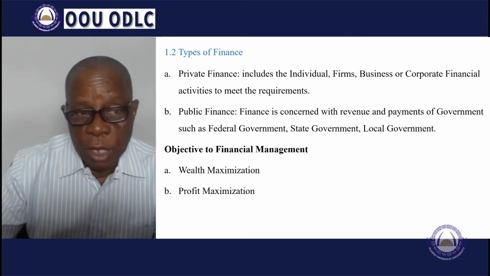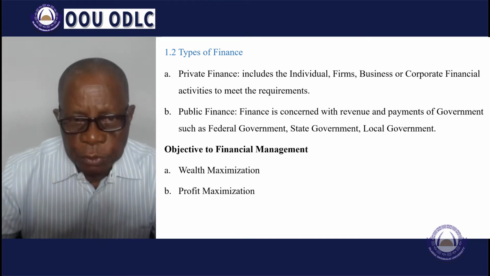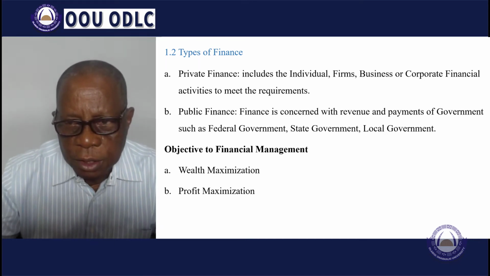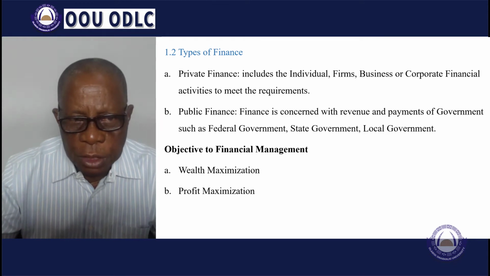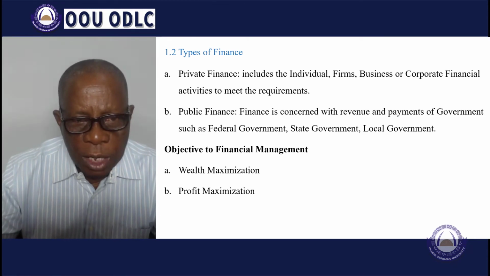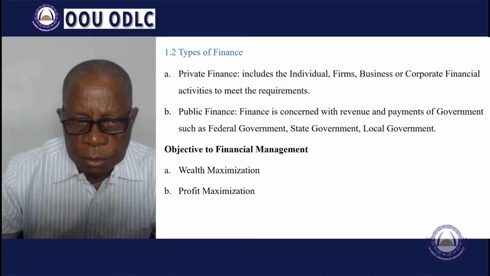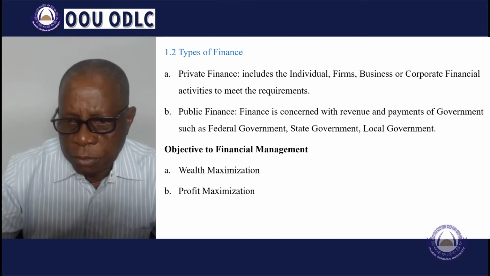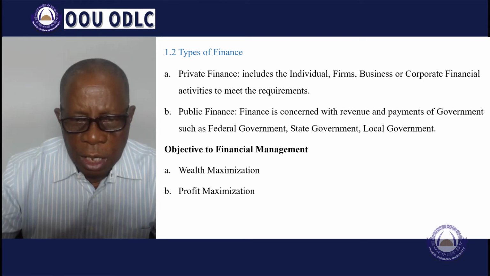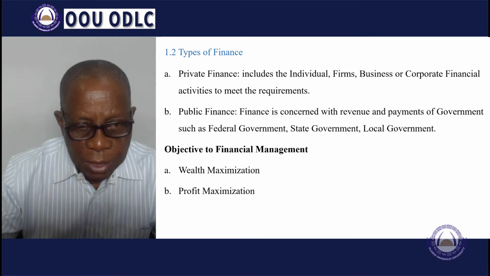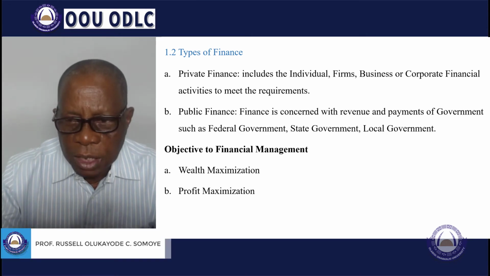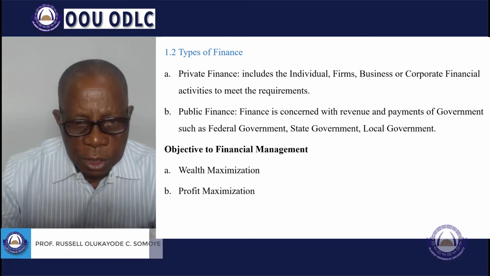What are the types of finance we have? We have private finance, which is for individual, firms, business, or corporate financial activities to meet the requirements of individuals and the firms. We have public sector finance, which is normally called public finance, which covers the activities of the financial sector of the government in terms of revenue and payment of government at all levels, such as local government, state government, and federal government. Without them knowing what they have, budgeting becomes a nullity.